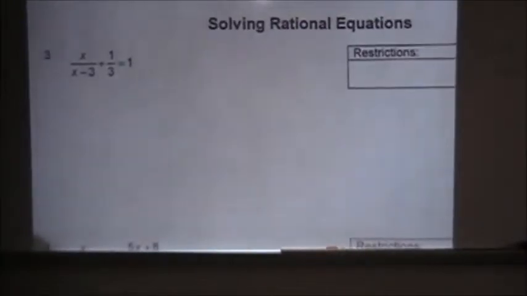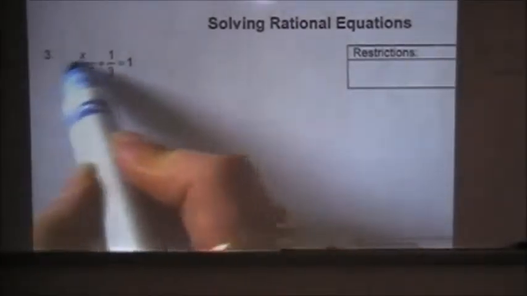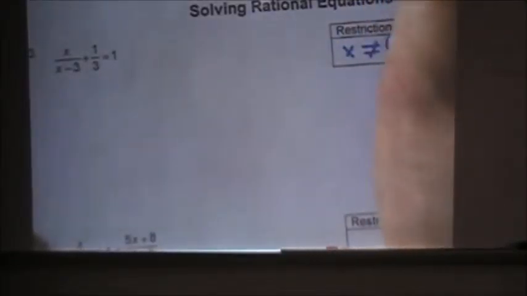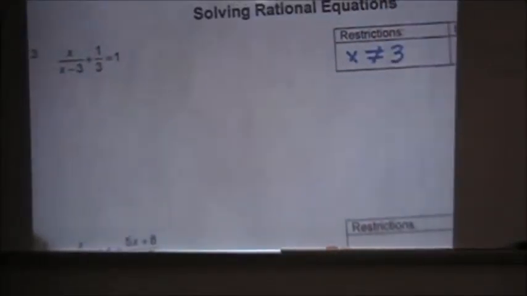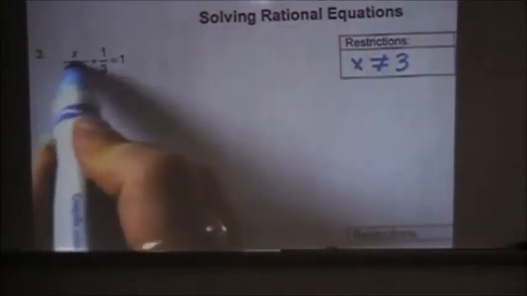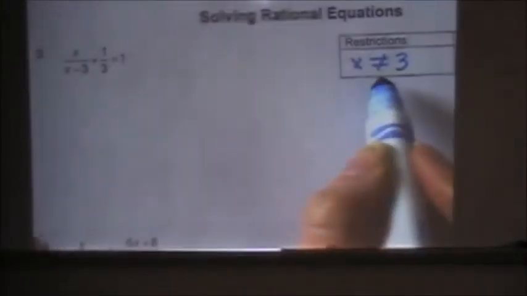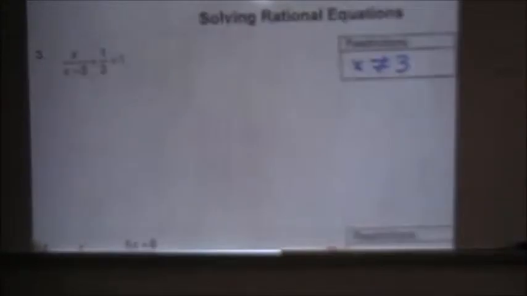I first have to decide my restrictions. What can x not be? Well, in this case, x cannot be 3, because 3 minus 3 would be 0 over here. And that's the only restriction I have this time. So now we're going to go for our LCD. I'm going fraction by fraction and putting each piece of the denominator in my LCD box.